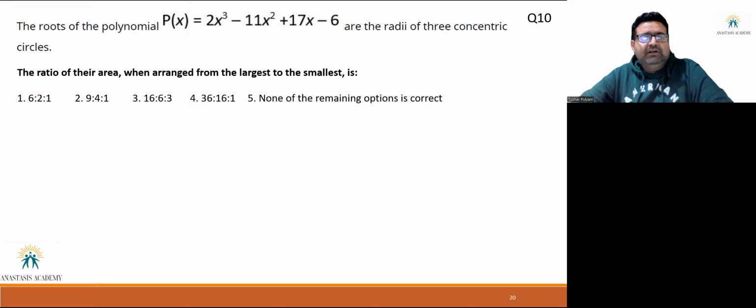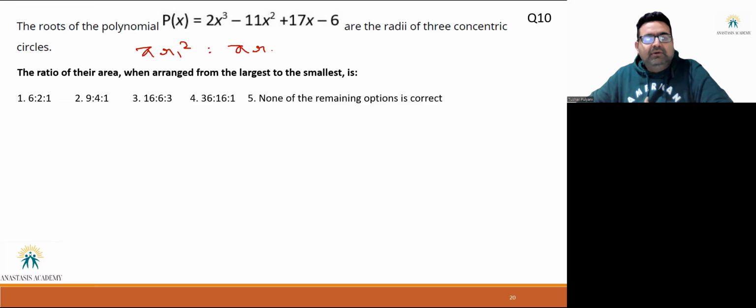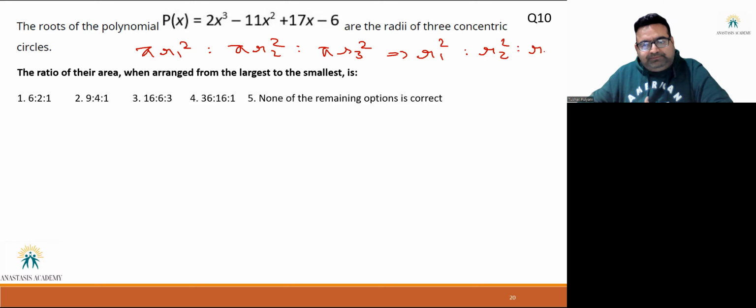These three roots are basically the radii of three concentric circles. Find the ratio of the areas. If the radii are R1, R2, R3, the ratio of areas will be pi R1 squared is to pi R2 squared is to pi R3 squared. Pi will get cancelled out, and the final answer is R1 squared is to R2 squared is to R3 squared. So if I am able to find the roots of this polynomial, I just have to square them and take the ratio.